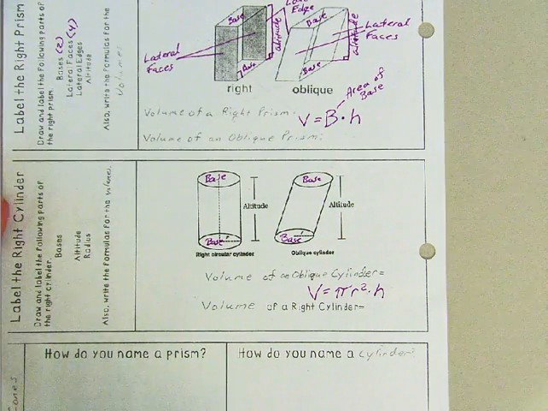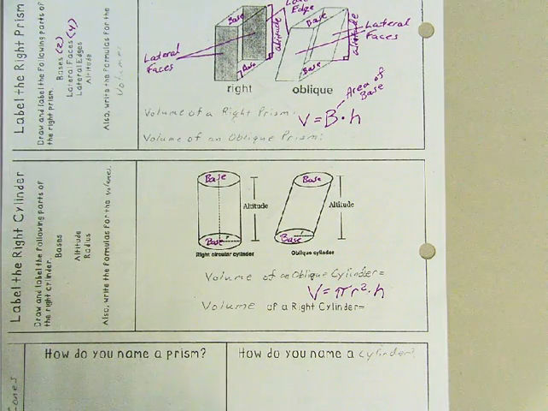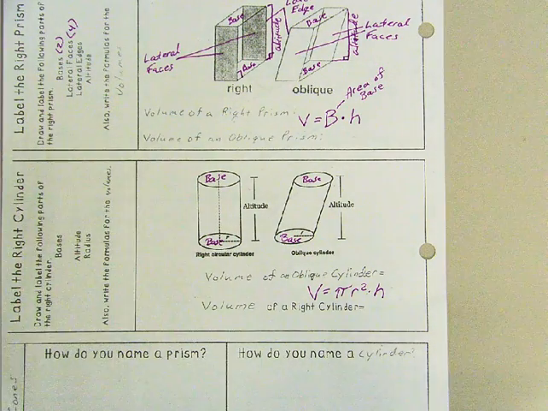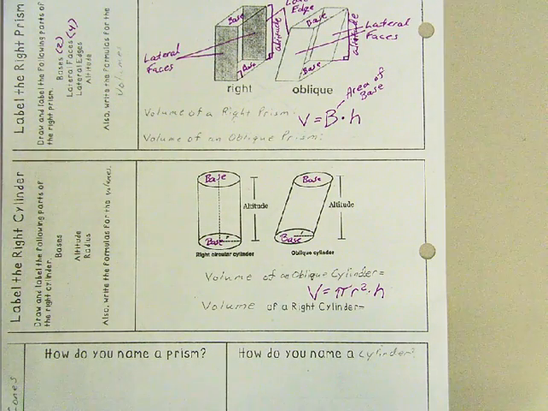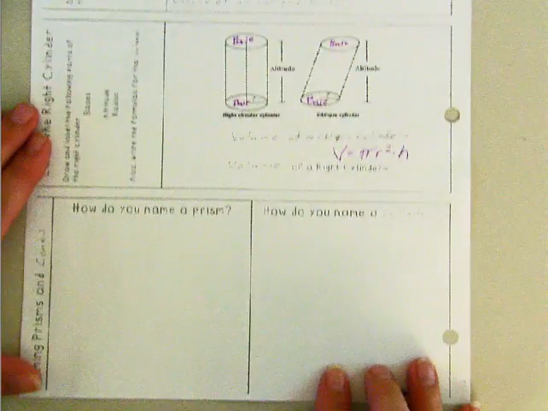And that's just because, like I said, we know that every base for a cylinder is going to be a circle, so this formula will work for all cylinders. Okay. All right, so then we're going to move down here to this next piece.